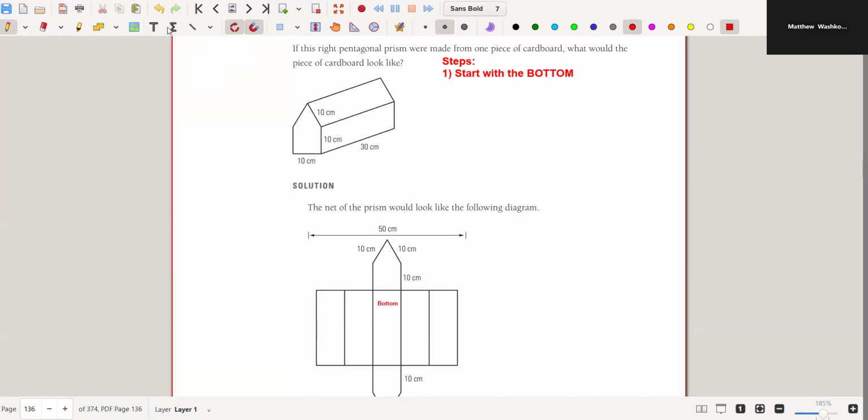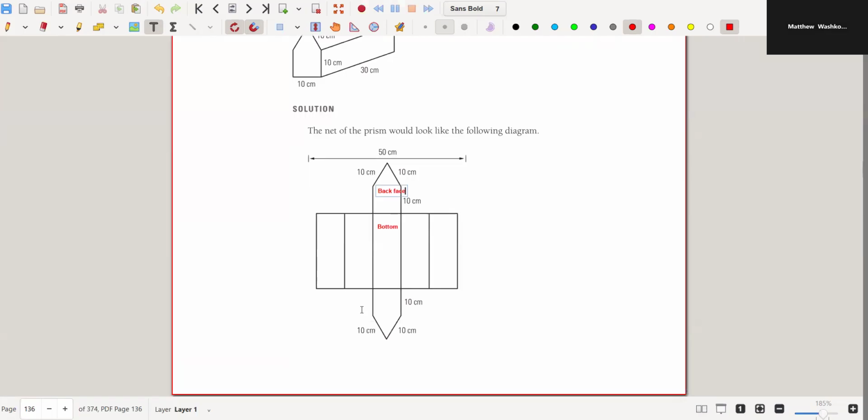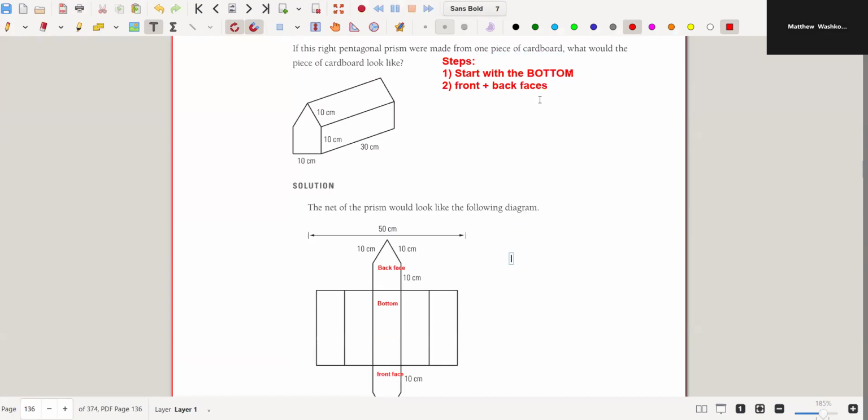Then I need to move on to the front and back faces. Here is the back face. Here is the front face. You can label those as back and front. That's fine. Then I move on to the sides. I have a right side, I have a left side. Here's my right side, here's my left side.